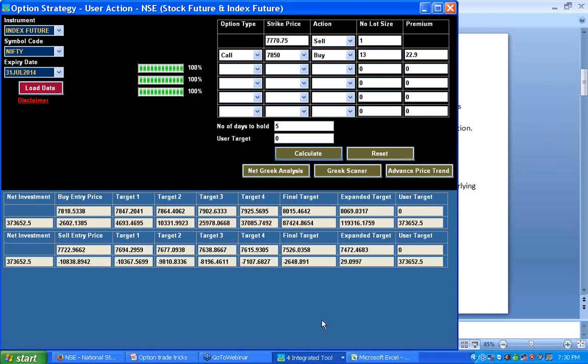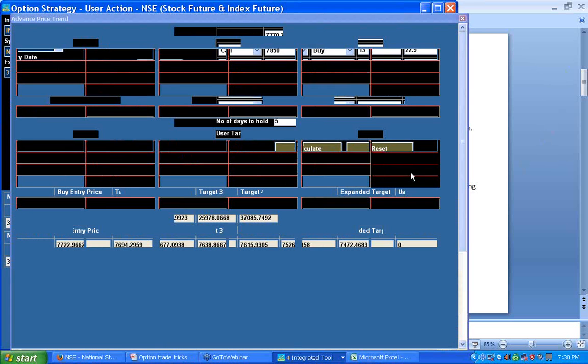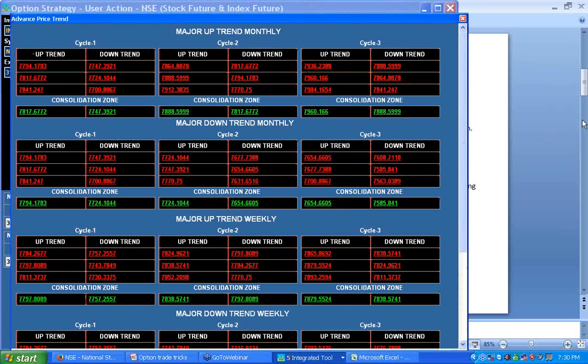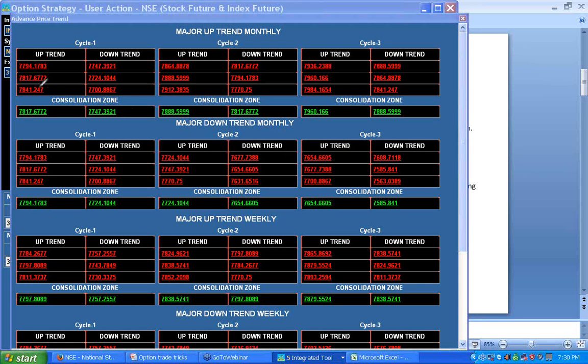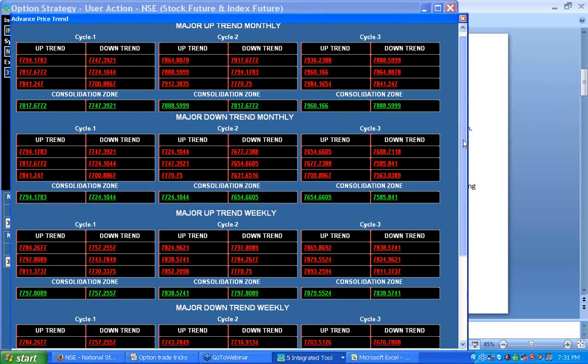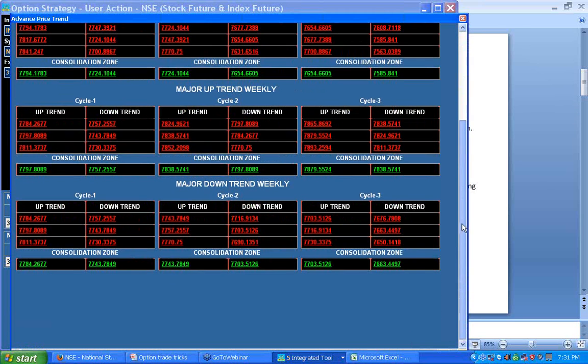So I'll show you some more features of this particular software also. It has an advanced price trend recognizer. Just at the click of a mouse, it will tell you each cycle. These cycles are being derived as per the Gann, Elliott and Fibonacci principles, taking into consideration your volatility.